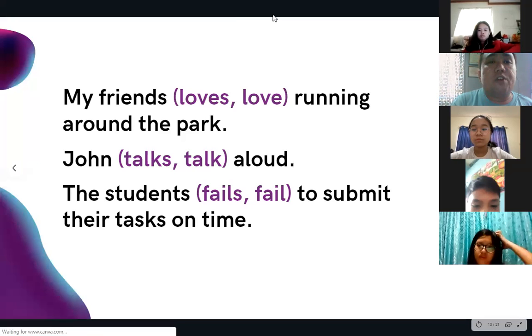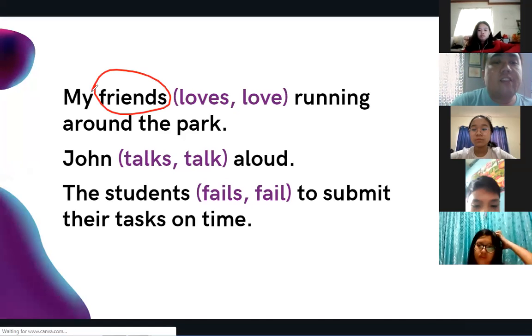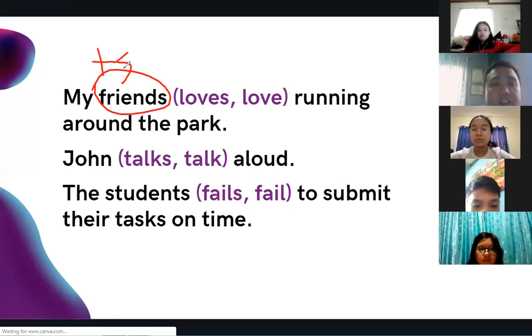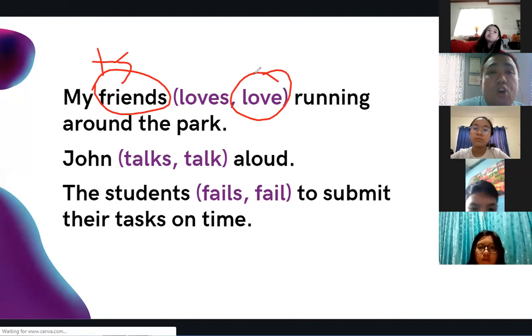Our subject here in this sentence is friends. Since it has an S, then we will remove, okay? This is a plus S. So, kailangan yung verb mo, tanggalan natin ng S, minus S. That's why your answer here is love, okay? Because it doesn't have an S. Because the formula is plus S minus S.